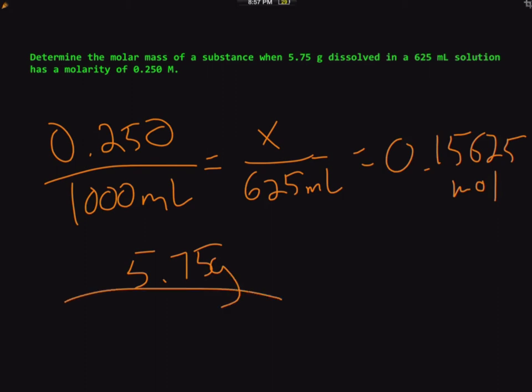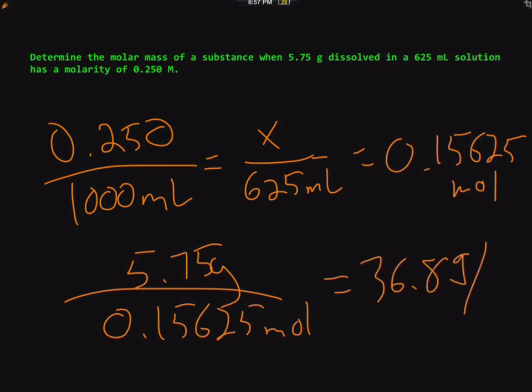and that is 0.15625 moles. So if we divide that, we would find that the molar mass is 38.6 grams per mole.